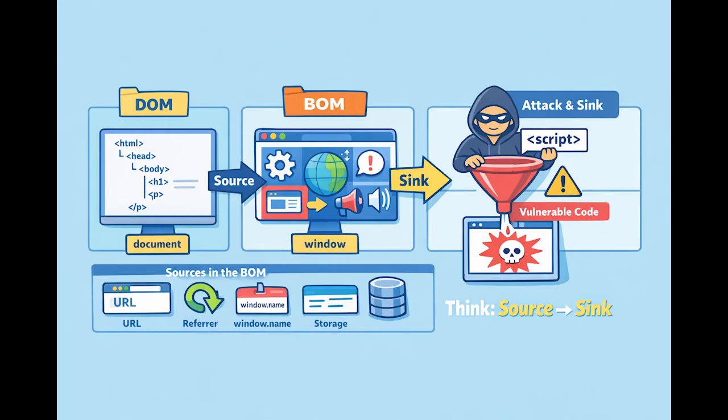So the takeaways: DOM is the page content tree, or document, and BOM is the browser environment toolbox, window. DOM-XSS happens when attacker-controlled data flows from a source into a dangerous sink, and a lot of sources live in the BOM: URL parts, referrer, window.name, storage, you name it. Once you start thinking in source to sink, you'll catch DOM-XSS patterns way faster.